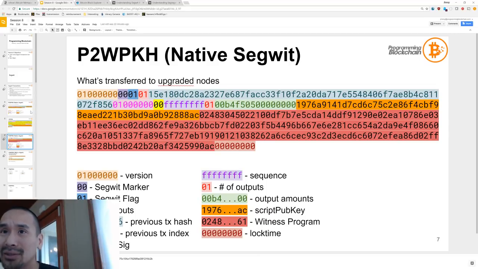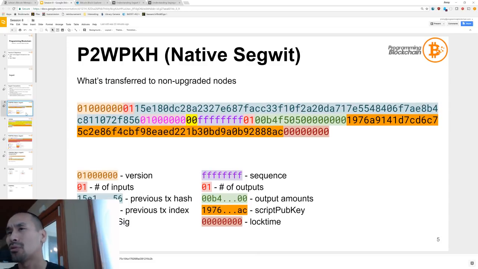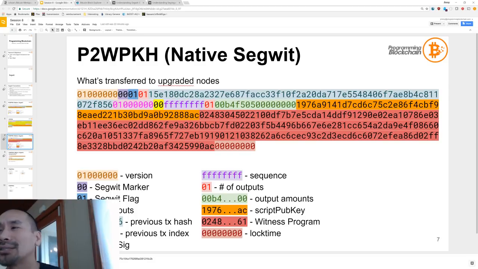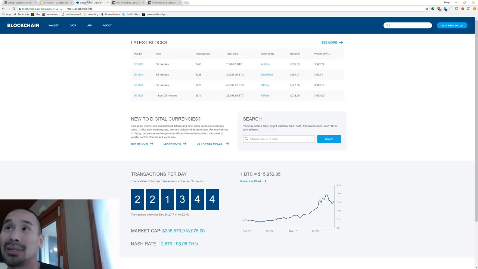Anyway, block weight is calculated this way. You take 3 times the transaction without witness data, plus the size of the transaction with the witness data. So more or less, the witness program part gets counted as 1/4 of the rest of it, and that's more or less how you can reduce the actual weight but have a larger size, right?